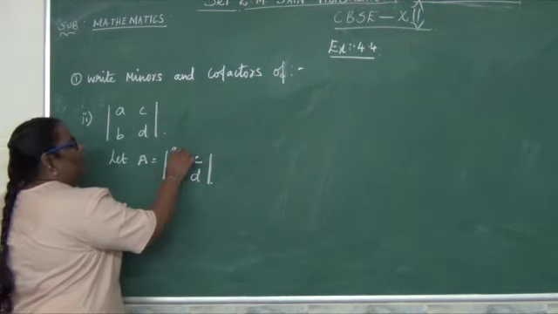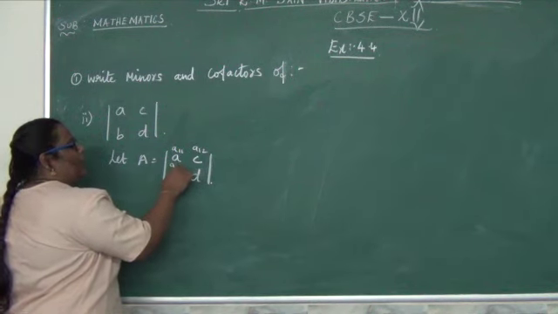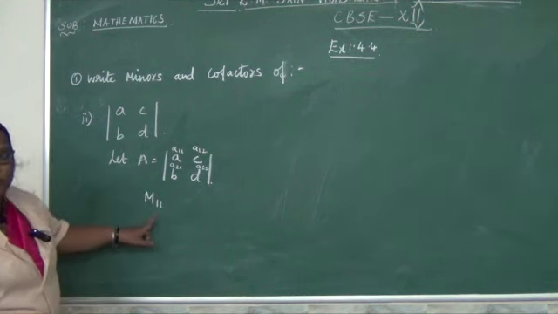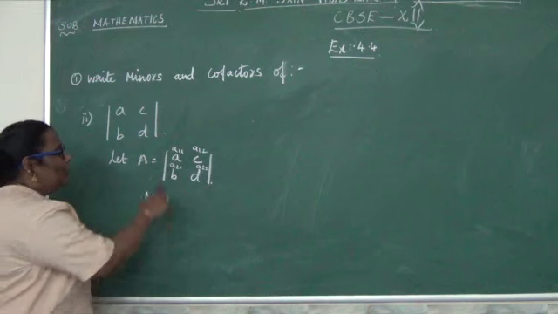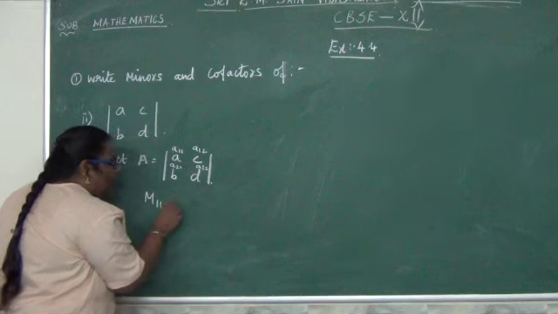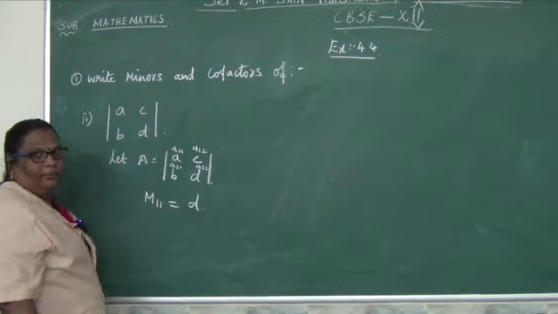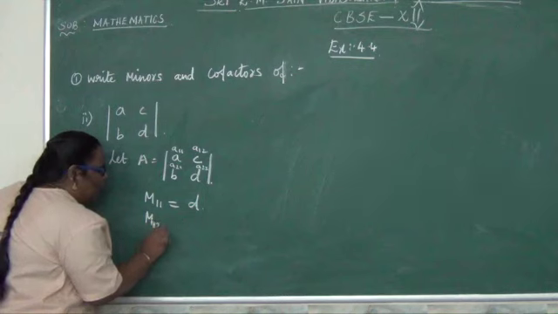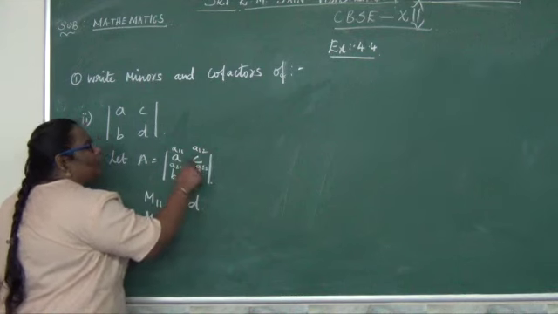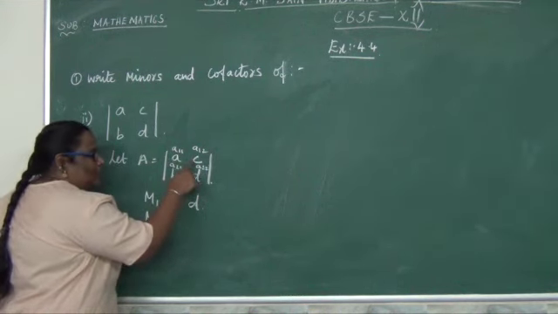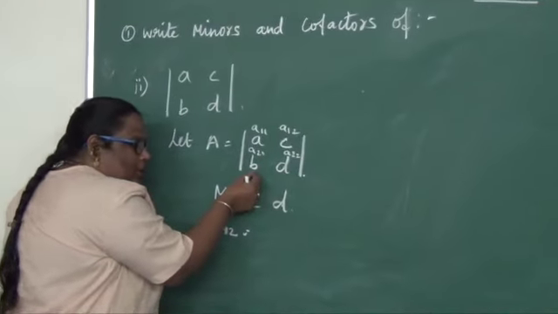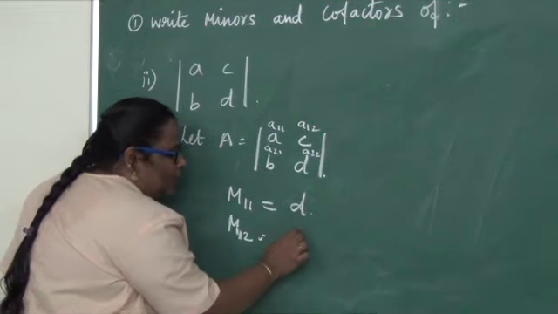The same thing: A11, A12, A21, A22. M11 is the minor of A11. You exclude the corresponding row and column. What is the remaining number left out? It's nothing but d. Next, M12: first row and second column. You delete that first row and second column. What is the remaining term left out? It's nothing but b.